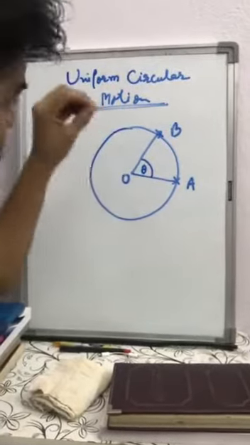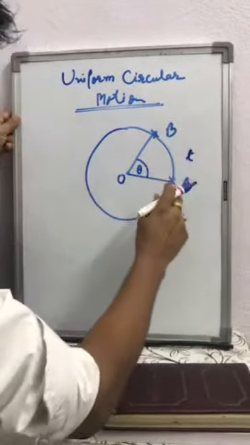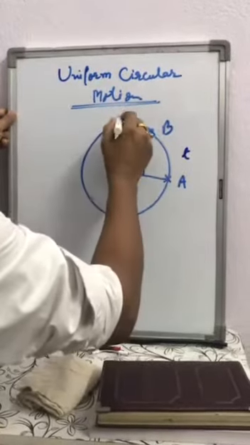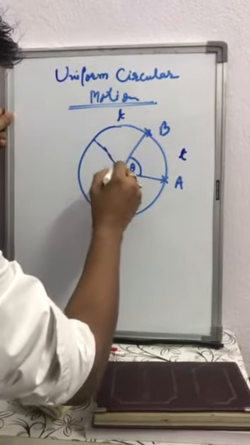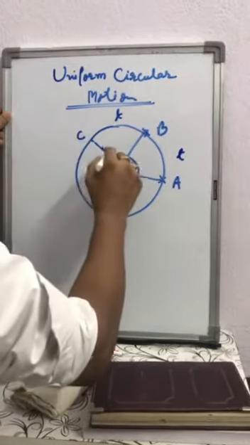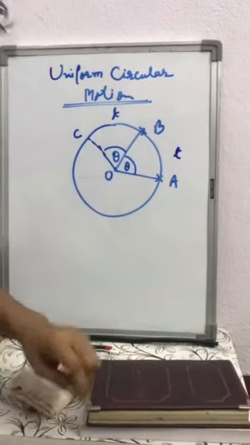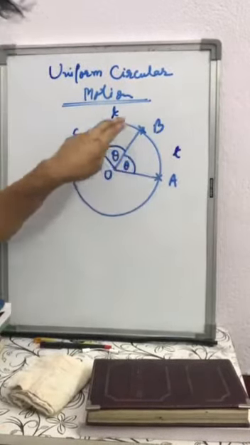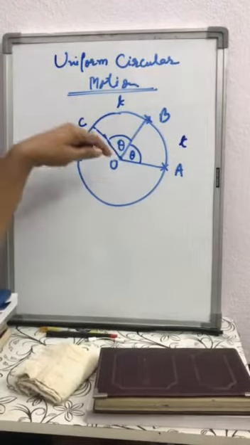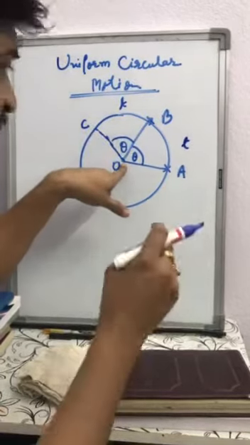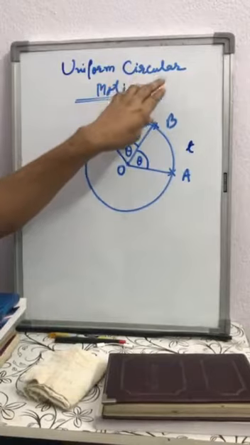Now, in the same diagram, if the body goes from A to B in time t, and in the next equal time t it moves from B to C and makes the same angle theta on the eye of the observer, that means at every instant the body subtends an equal angle on the observer's eye, then that motion is called uniform circular motion.